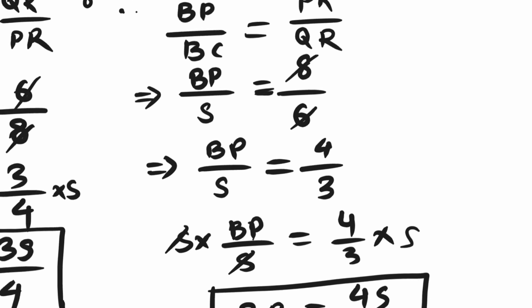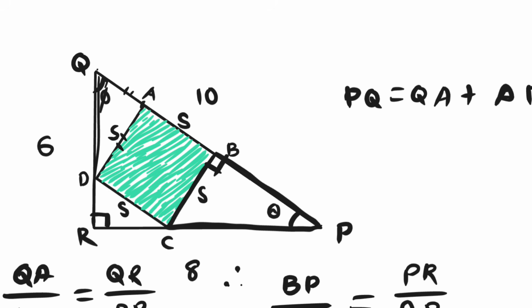Now we have expressions for both unknown segments. QA equals 3S divided by 4, and BP equals 4S divided by 3. Notice how similar triangles allowed us to replace unknown lengths with expressions involving only S. This is the key idea that unlocks the whole problem.